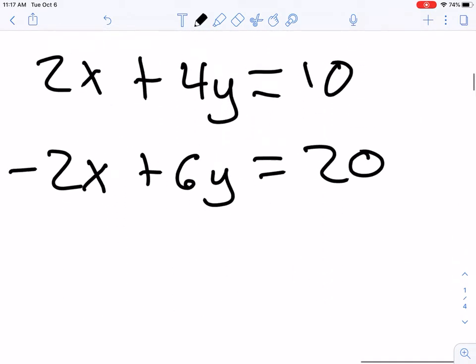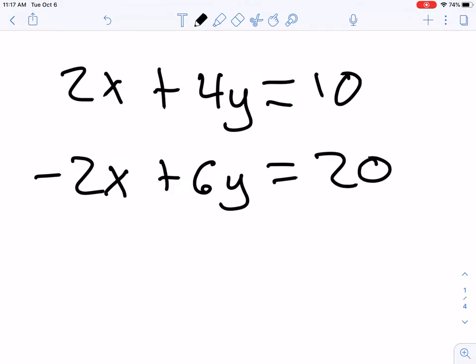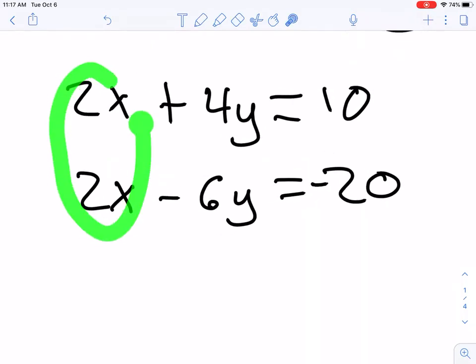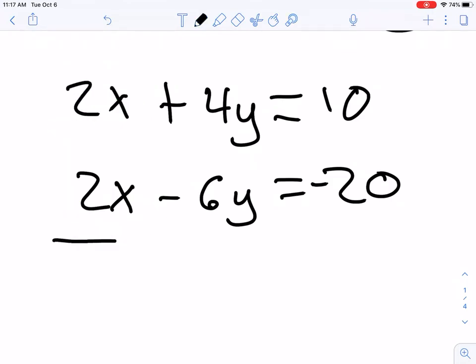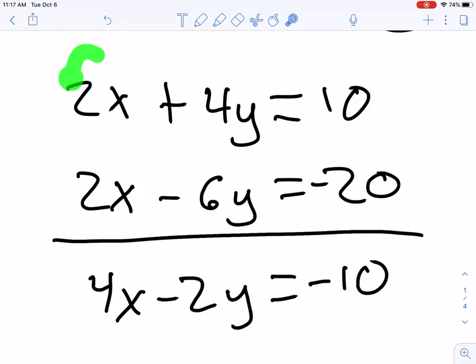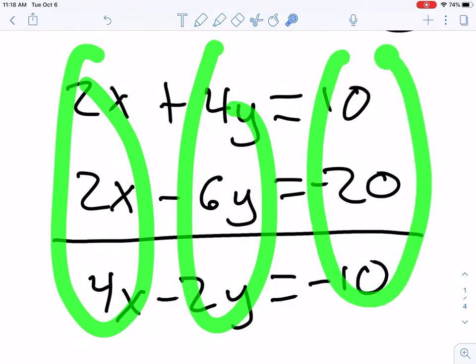In my second example, let's say I had all negatives, I'm sorry, except for the first one. So for this one, in order to get my 2's to cancel out, if I were to just add this all up, I would get 4x minus 2y equals negative 10 if I just add these up like this.